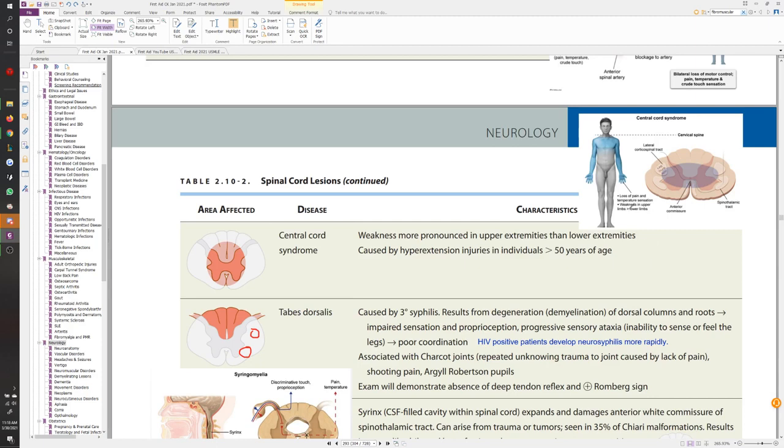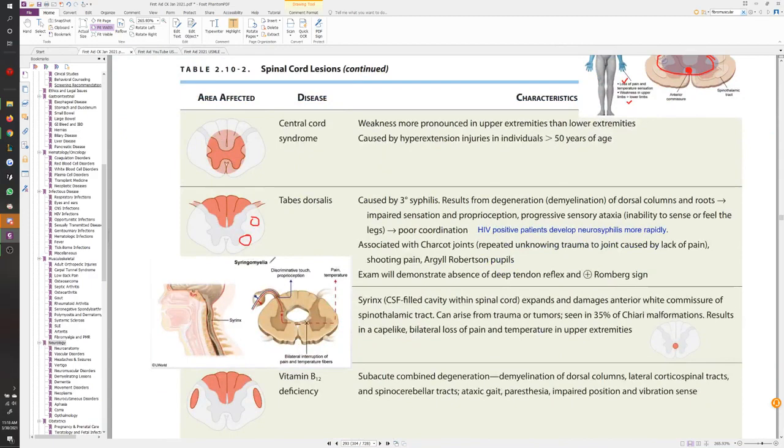But this guy not only has loss of pain and temperature, also has weakness. The weakness is because this injury, the circle went from here, the spinal thalamic tract was only that red dot. Now it became all of this, which is also encompassing some of your corticospinal tract, and that leads to weakness in the upper limbs more than the lower limbs, corticospinal tract. Alright, so that's the difference between central cord syndrome and syringomyelia.